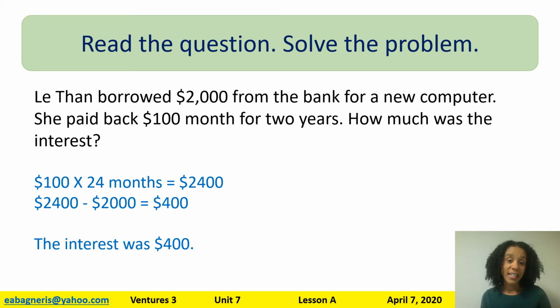So Lee Than gave a total of $2,400 over 2 years, because 100 times 24 is 2,400. The original loan was for $2,000. So if we take the total, $2,400, and subtract $2,000, we are left with $400. So how much interest did Lee Than pay the bank? She paid the bank $400.